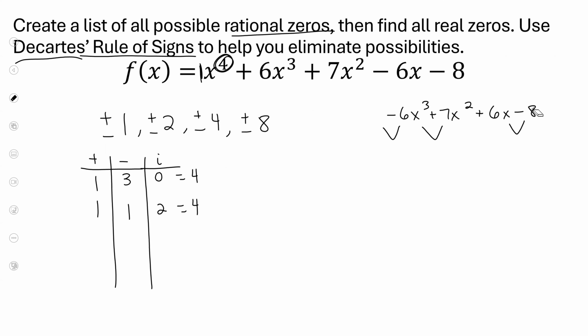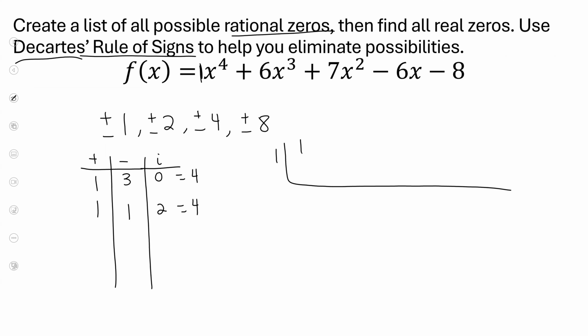I'm going to do synthetic division to figure out some of my answers because I cannot factor this as it is. Let's just try 1. Here's 1, 6, 7, -6, -8. Multiply, add, multiply, add, multiply. Add, you get 8. Multiply, add. Perfect, that worked. Let's keep going with synthetic division. I know x equals 1 is an answer.